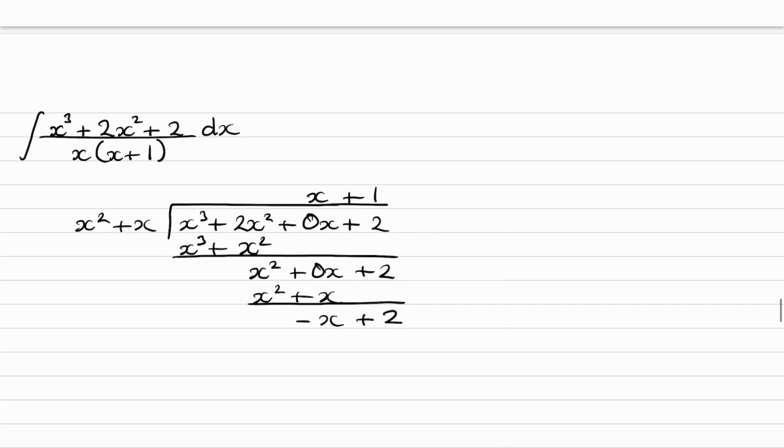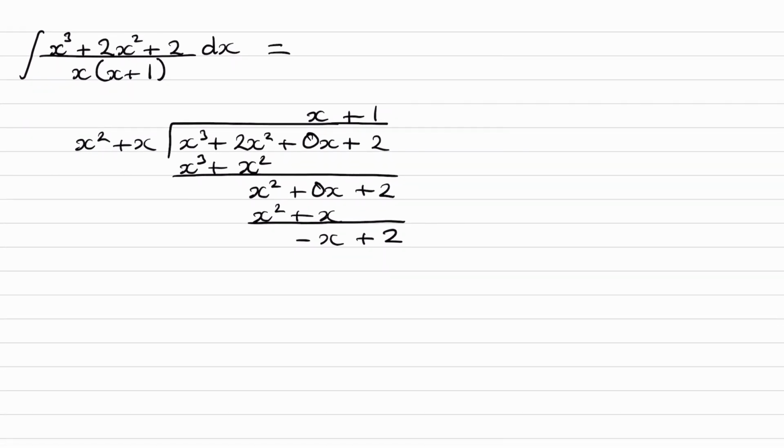So this means that what we have here can be rewritten as the quotient, so how many times this goes into this wholly, which is x plus 1, have that first, plus the remainder is this, 2 minus x, and then that's all divided by the divisor, x squared plus x, which I'll actually write back as x times x plus 1, dx. And now we can separate what we have here into partial fractions. So let's write that out down here.